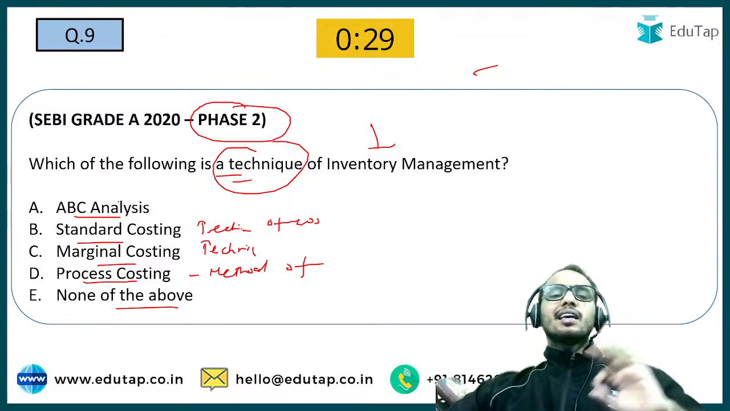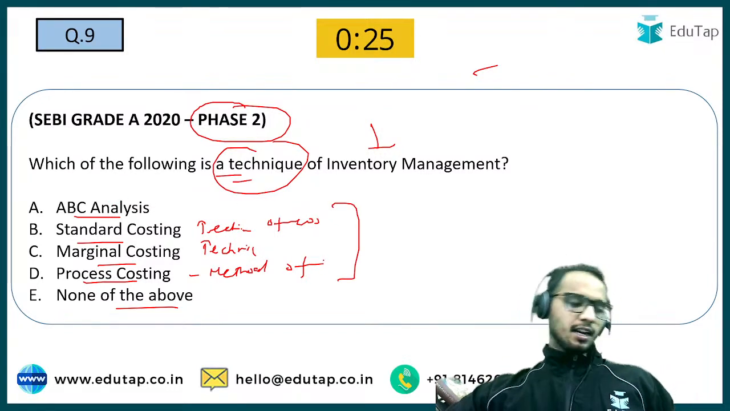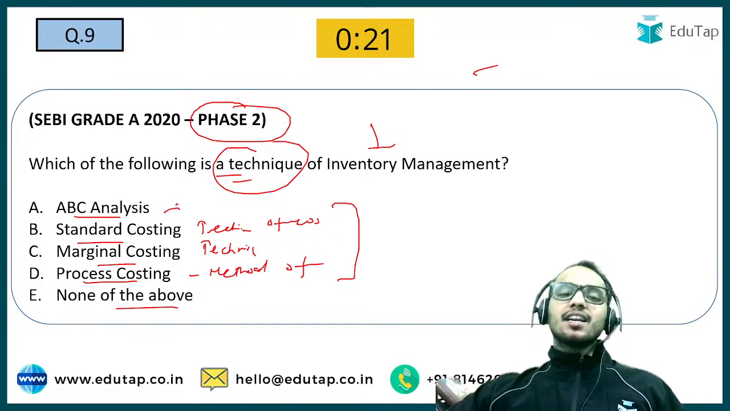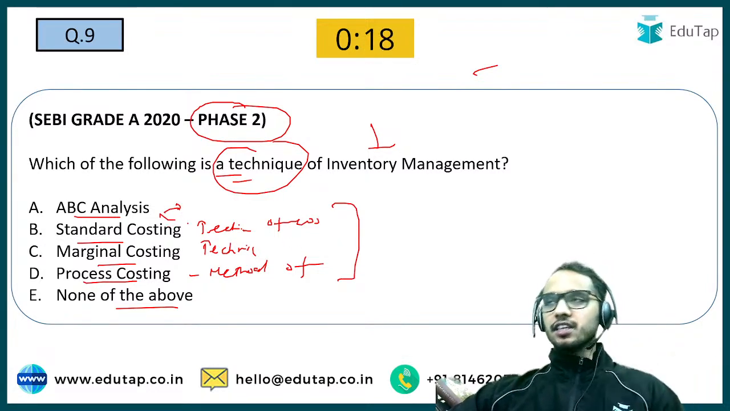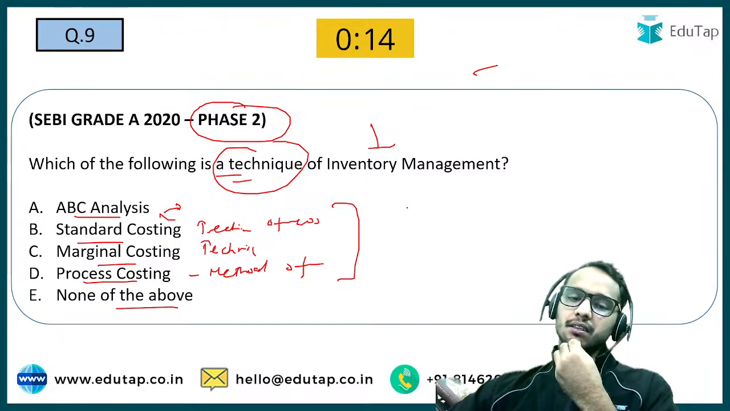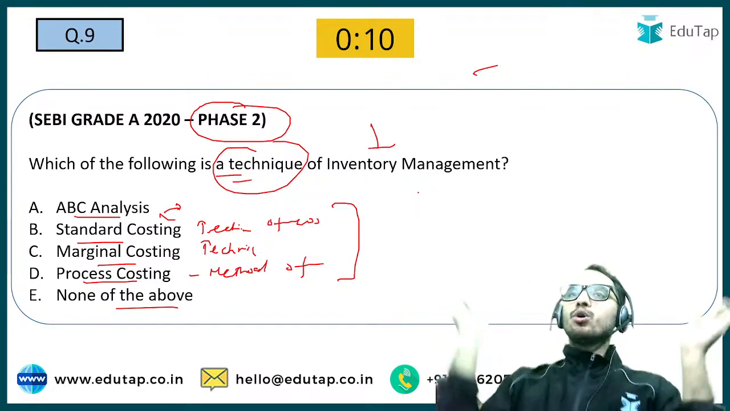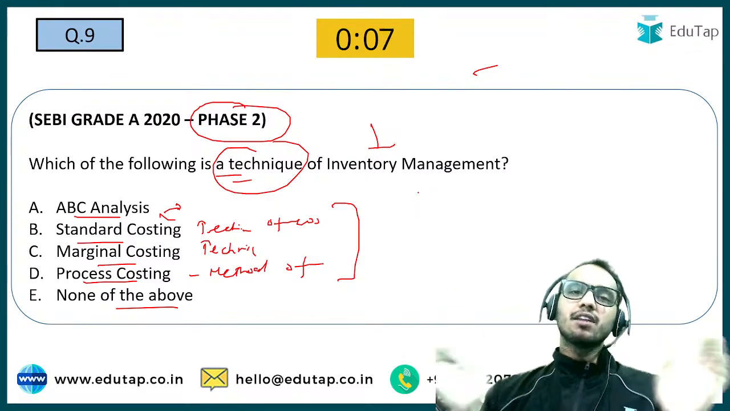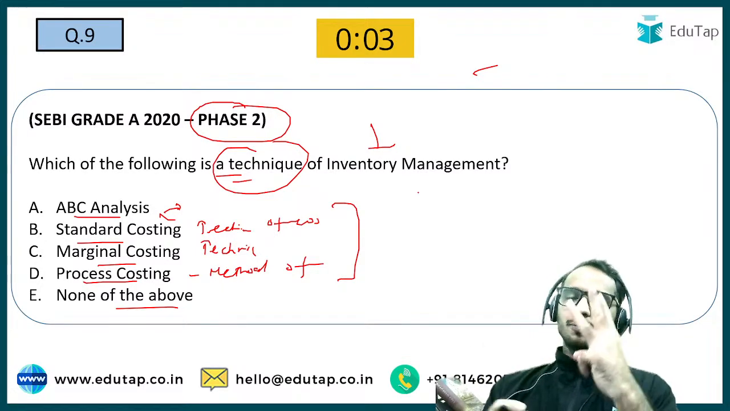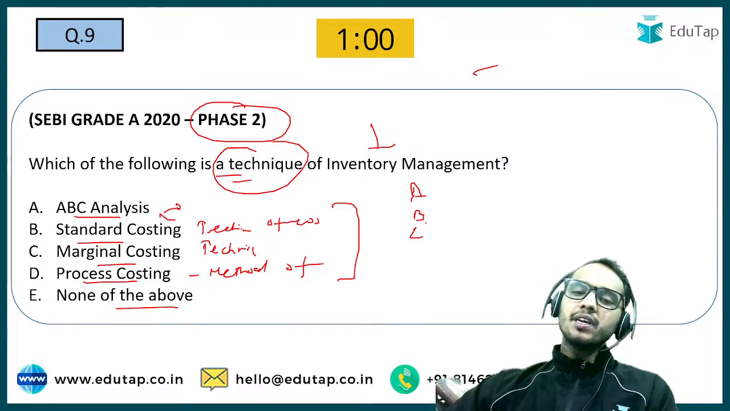Which of the following is a technique of inventory management? Let me check the chat section, and yes, most of you are correct again. That is ABC. Now understand what happens in this ABC analysis. It basically says that you segregate all your materials, whatever inventories and parts you have, into three categories: category A, category B, and category C.